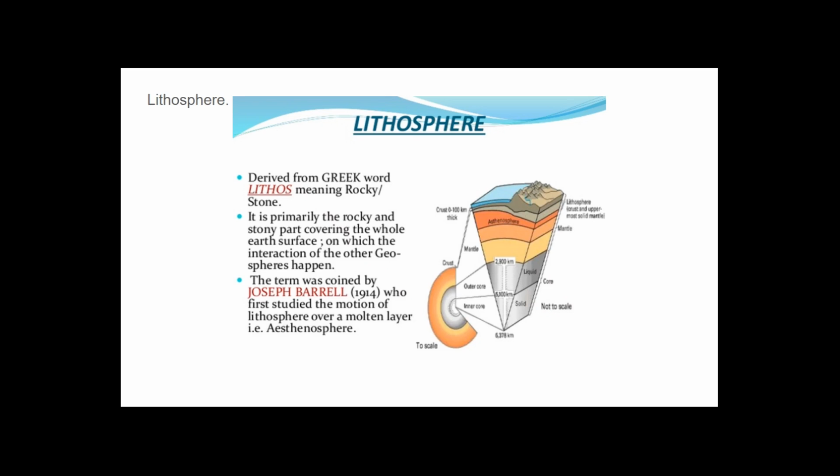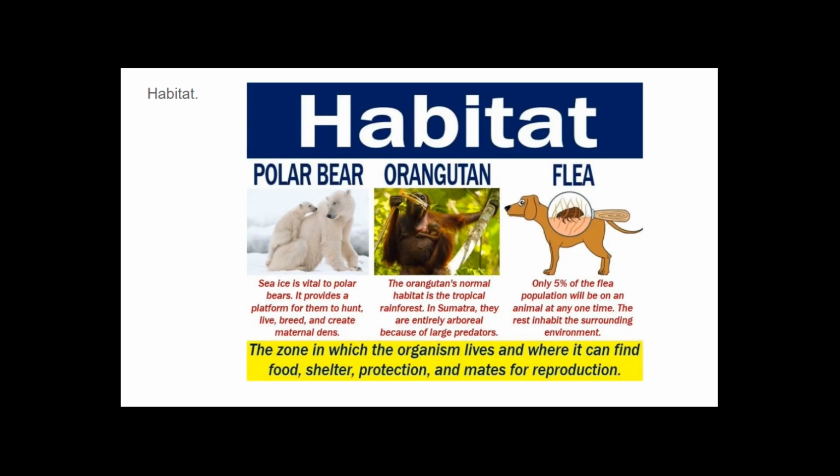And then we have the lithosphere, which are the rocks. After that, habitat is where an organism lives. So a habitat is a zone in which an organism lives and where it can find food, shelter, protection. So a polar bear, its habitat is the ice on the polar regions. So sea ice is vital for polar bears.